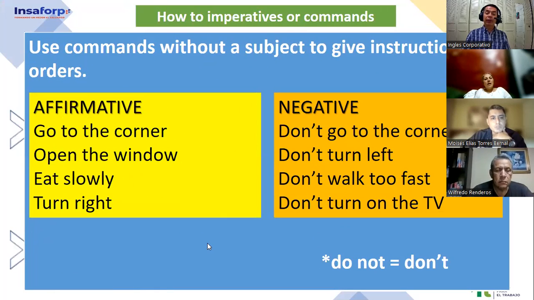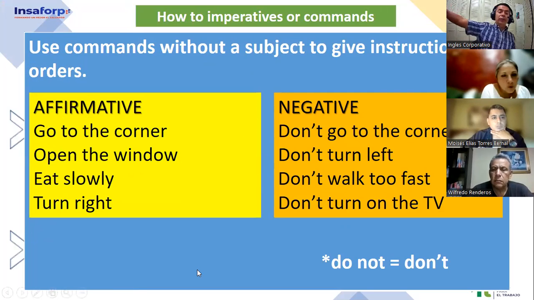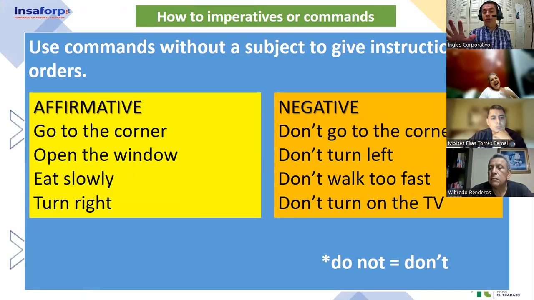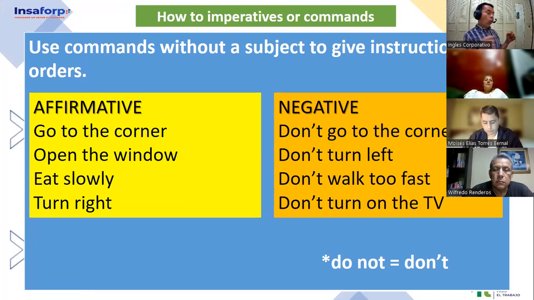Good. Here we have some examples. Look, affirmative. Go to the corner. Open the window. Eat slowly. Some people, yum, yum, yum, yum. No, no. Eat slowly, right? Turn right. Turn left. Right. Left. Okay? Good.